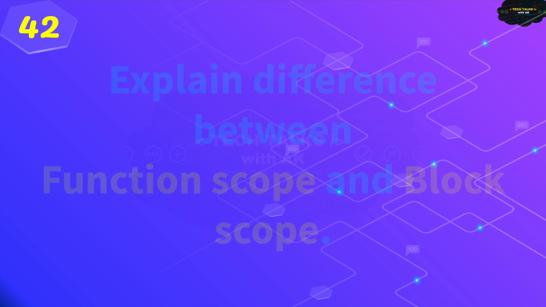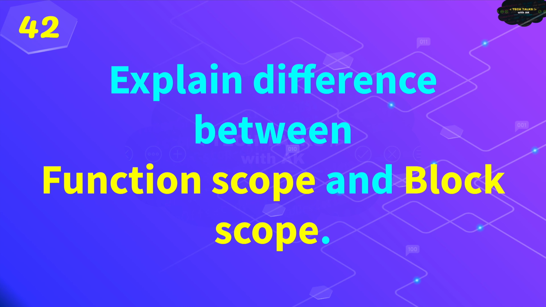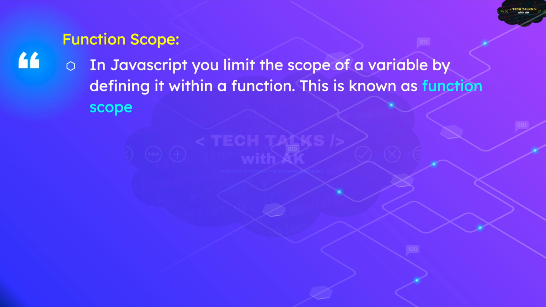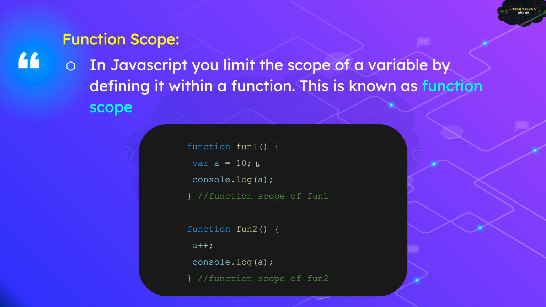Our next question is, please explain the difference between function scope and block scope. And the answer is, with function scope in JavaScript, you limit the scope of a variable by defining it within a function. This kind of scope, which belongs to the function only, is called function scope. For example, if we have function 1 and function 2, and a is declared in function 1, there is no declaration of a in function 2, so a will not be available in function 2. Here, this declares the scope of function 1.